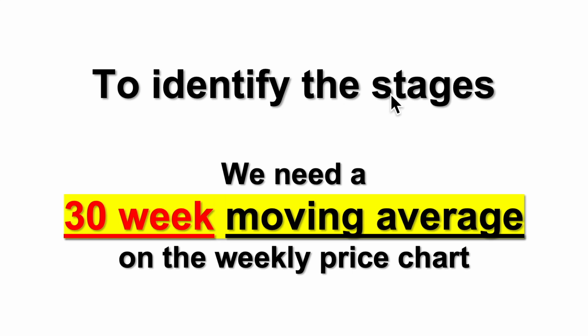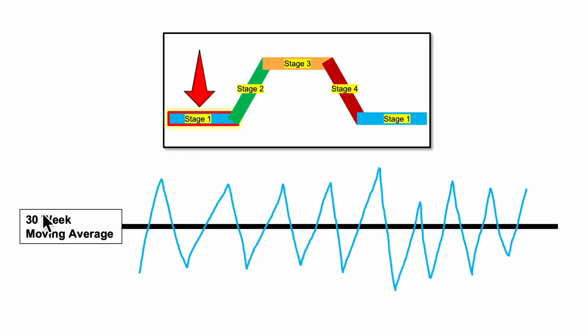To identify the stages, we need a 30-week moving average on the weekly price chart. So here I have the 30-week moving average represented in this thick black line and the price in this blue color lines. At stage 1, we will see a 30-week moving average that is relatively flat, and price will be moving across the 30-week moving average in a sideways manner.